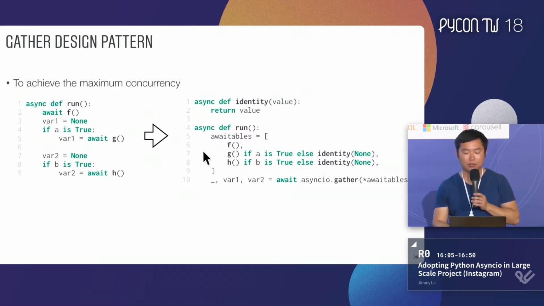H concurrently. So the way we do it is we prepare a list of awaitables. We prepare the awaitables F, G, H. If A is true, we will call G. But if it's not true, then we use a helper, identity. Identity is an async function. You give it a value, and it will just return the value when it's awaited. So here we simply provide the default value None. So by doing this, we can make sure if F, G, H need to run, they will always run concurrently.